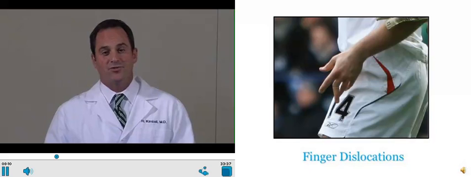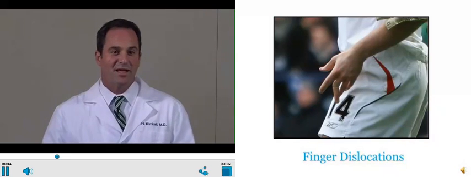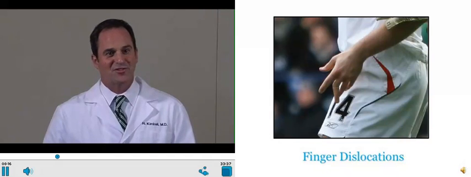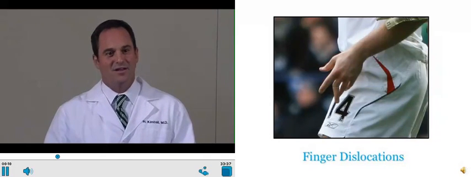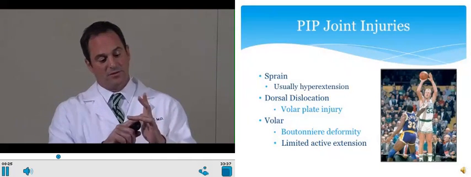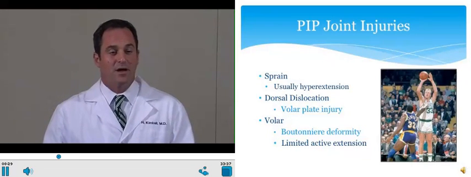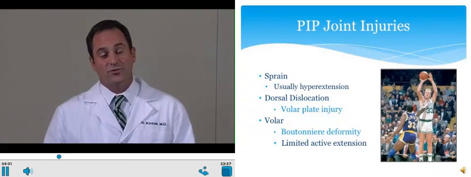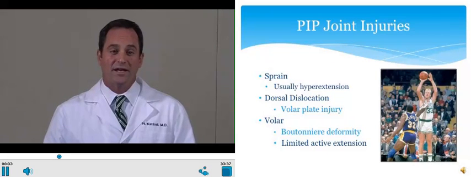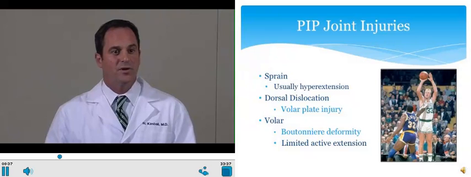Another very common injury is finger dislocations. Even if you don't play sports, you're at risk for having this type of injury. Usually, we see sprains occurring to the PIP joint of the finger from a hyperextension type injury. And in those cases, we usually see a volar plate injury. We'll look at the volar plate and its anatomy in a minute or two.